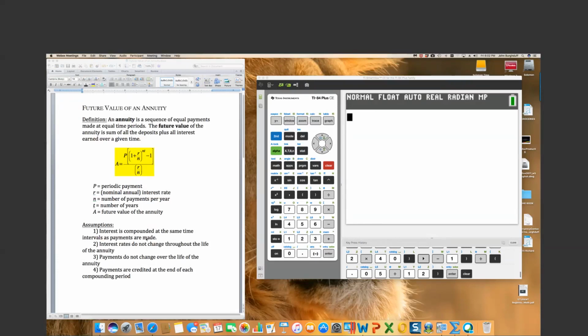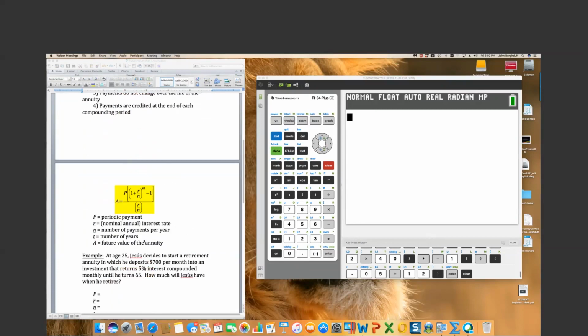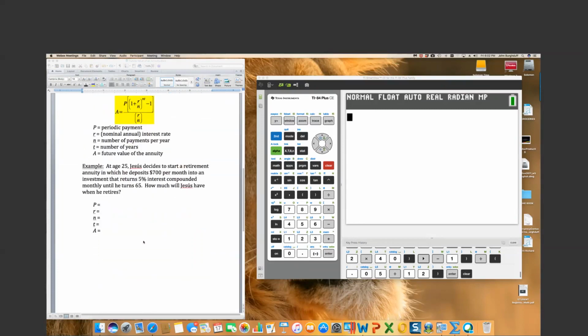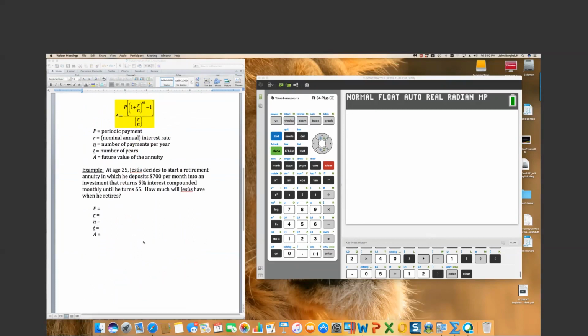Let's look at a specific example. I've repeated the formula here just for convenience. This is the classic example of an application of an annuity. At age 25, Jesus decides to start a retirement annuity in which he deposits $700 per month into an investment that returns 5% interest compounded monthly until he turns 65. How much will Jesus have when he retires?